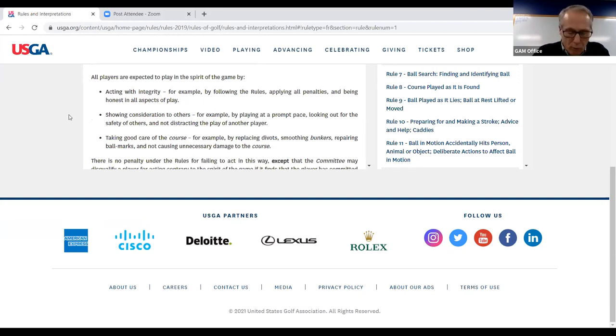One thing 1.2 talks about that's kind of important is that two years ago under the old rules, there was no discretion for a code of conduct. The code of conduct penalty was disqualification. However, under today's rules, a committee is allowed to develop a local rule as part of a code of conduct. GAM has developed a code of conduct policy, and it's referenced on our hard card.